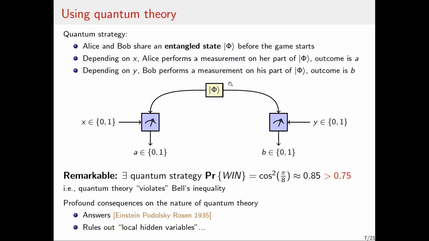Okay, so it turns out that using the laws of quantum mechanics, you can construct such a quantum state phi and measurement devices and description of measurements here, such that this winning probability is cosine squared pi over 8, which is roughly 0.85, and this is strictly bigger than 3/4. Remember, the 3/4 was the bound that we had in the previous slide, right? So we were considering all possible strategies in the previous slide.